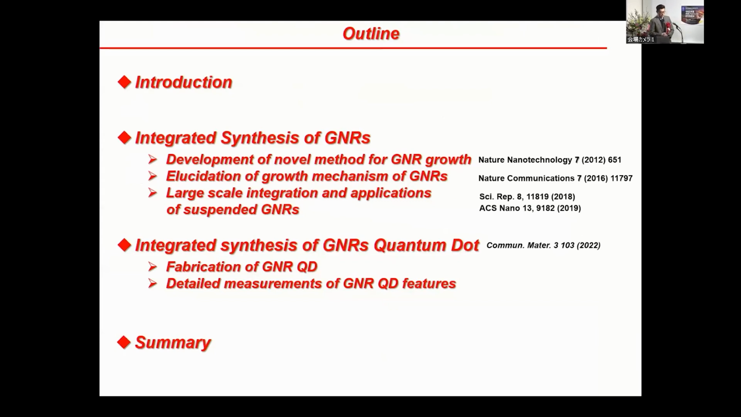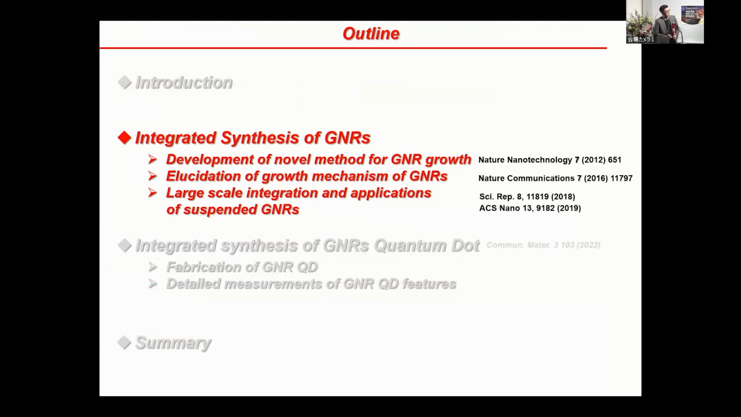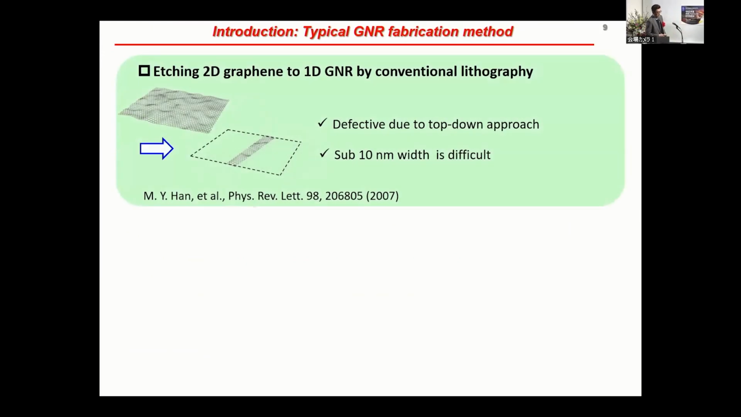So here's the outline of my presentation, and this is the main result in our project about the quantum dot study. But before we move on to this part, we're going to explain the one-dimensional graphene synthesis, graphene nanoribbon synthesis, which was already established by our group. Okay, so let's start from the graphene nanoribbon fabrication part as step one. And this is a typical way to fabricate graphene nanoribbon.